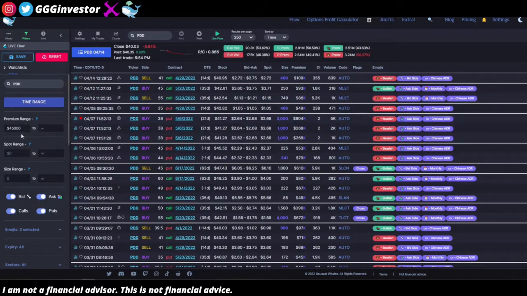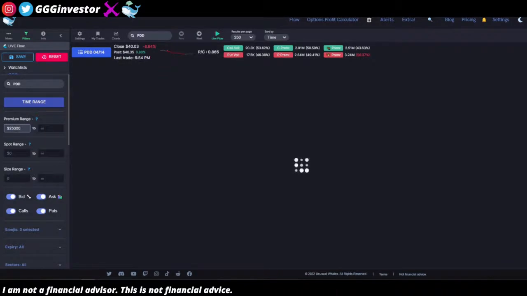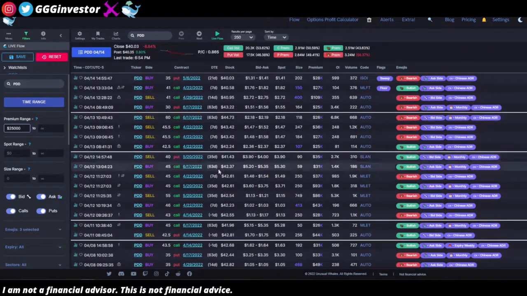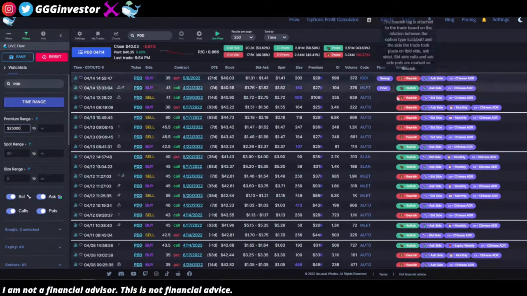The last thing I want to do is just modify the premium range and cut it down to get a better idea. So we're going to do 25,000, and for the most part, not much is going to change. You can see there are some bullish orders that came in, but for the most part, everything does seem to still be more on the bearish side.